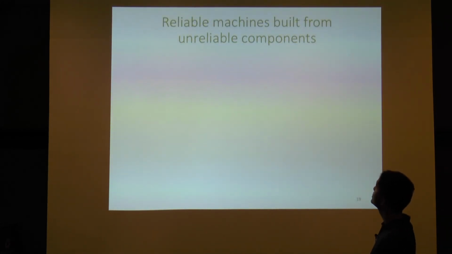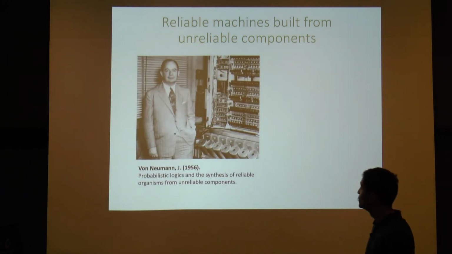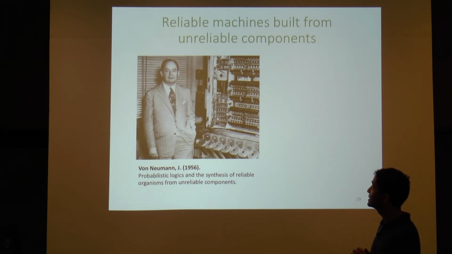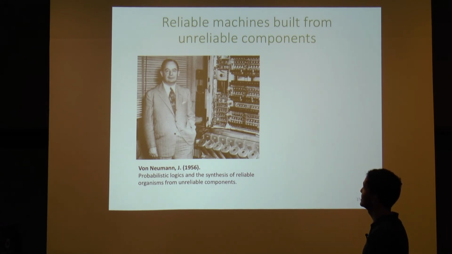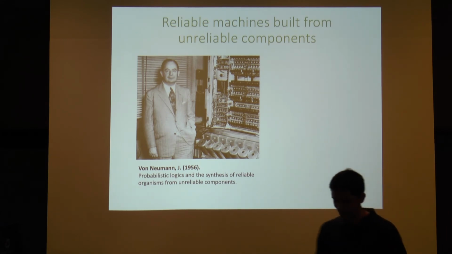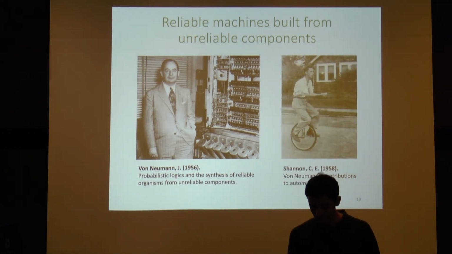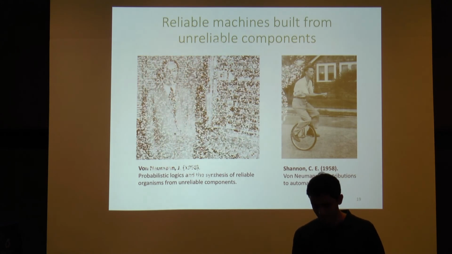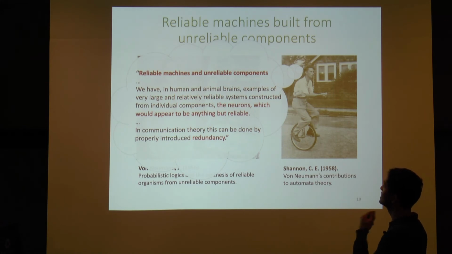This connects to reliable machines from unreliable components. Von Neumann has talked about circuits with components that are noisy, and you want to design circuits that are going to be resilient to this type of noise. It was interesting to me that I read a note from Shannon talking about von Neumann's contribution, and there's a paragraph that says reliable machines and unreliable components.